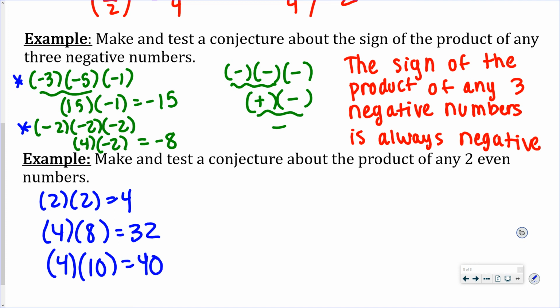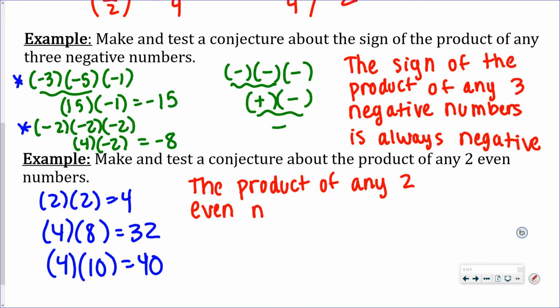Okay, what do we notice about all of these products? What else? They're all even. Is that what you're going to say, Lillian? Yeah. Nice. Okay. The product of any two even numbers is always even, and this makes sense because they all contain factors of 2. So their product will also contain a factor of 2. Here's my conjecture. Here's my tests.